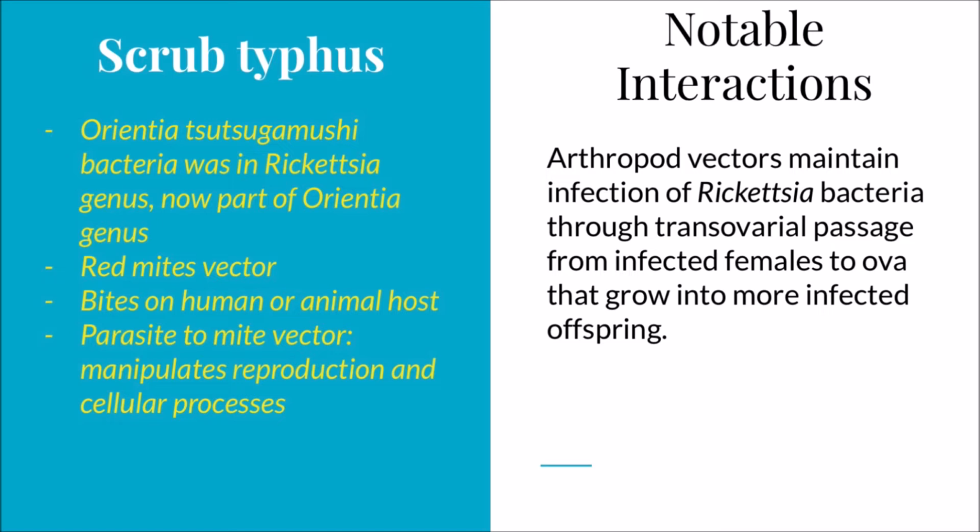Another important interaction between arthropods and Rickettsia bacteria includes the way in which infected arthropod vectors are maintained throughout generations. This occurs through transovarial passage from infected females to their ova, which then grow into more infected offspring. This is a primary way for various arthropod species to continue the infection of rickettsial diseases.